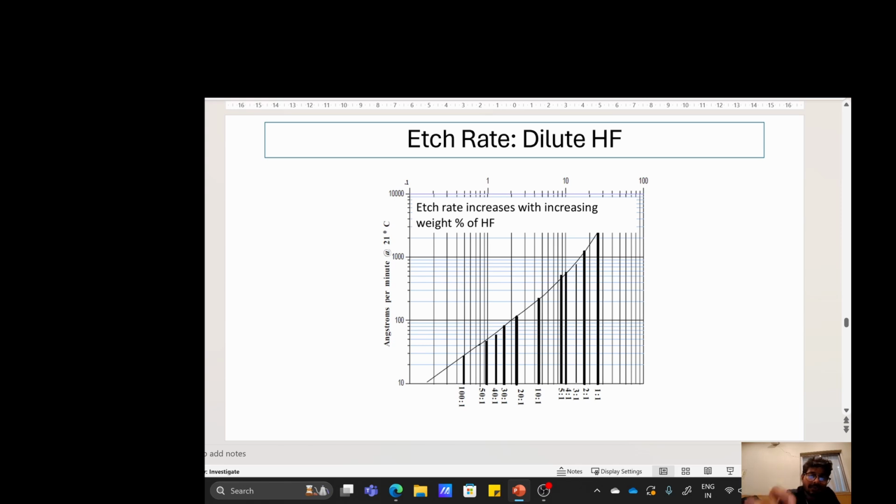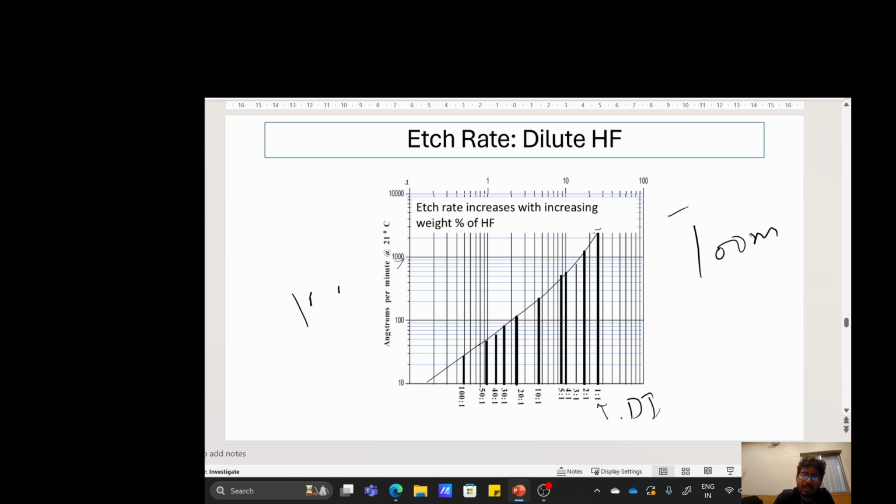Now this is the curve for the etch rates. For the etch rates, what is the etch rate for what dilution of HF? So HF is 1:1 in DI water. The etch rate is very high, above 1000 angstrom per minute. That is above 100 nanometer per minute. Okay, that is the thing.